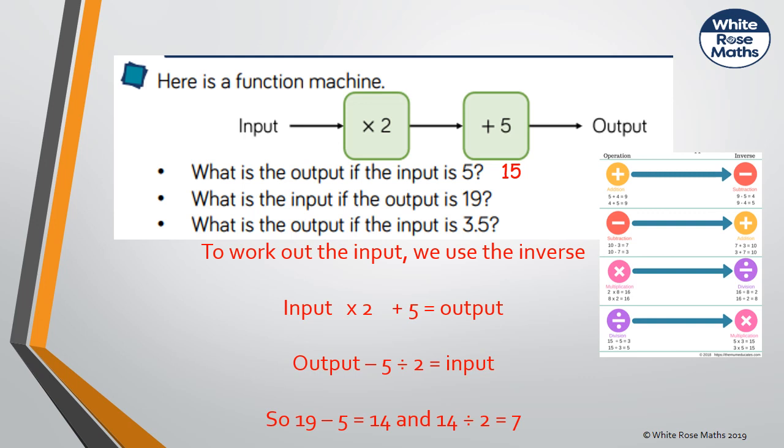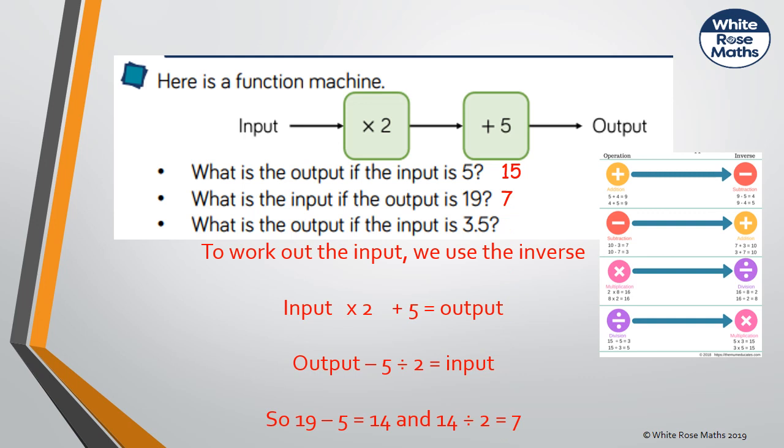So, because we're starting from the output, instead of adding 5, we're going to do the inverse and subtract 5. So, 19 minus 5 equals 14. And then 14 divided by 2 is 7. So our input is 7. And we can test it by going back in the opposite direction and seeing if our output is still 19. What is the output if the input is 3.5?